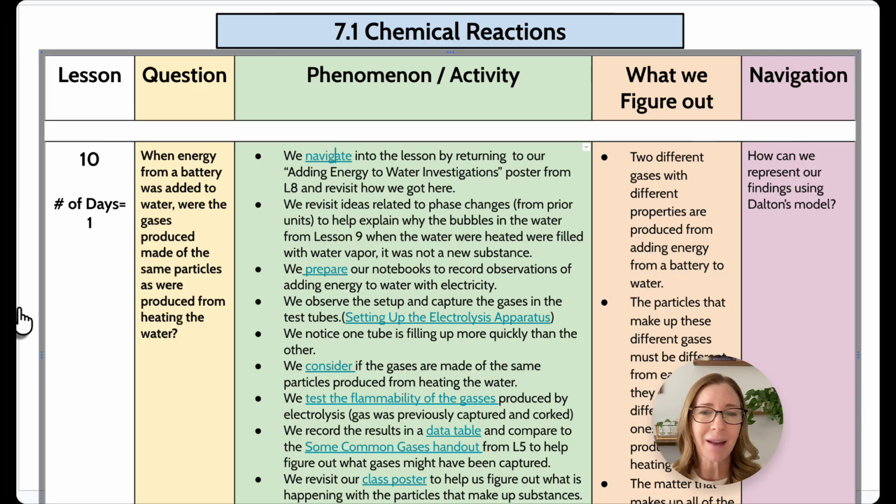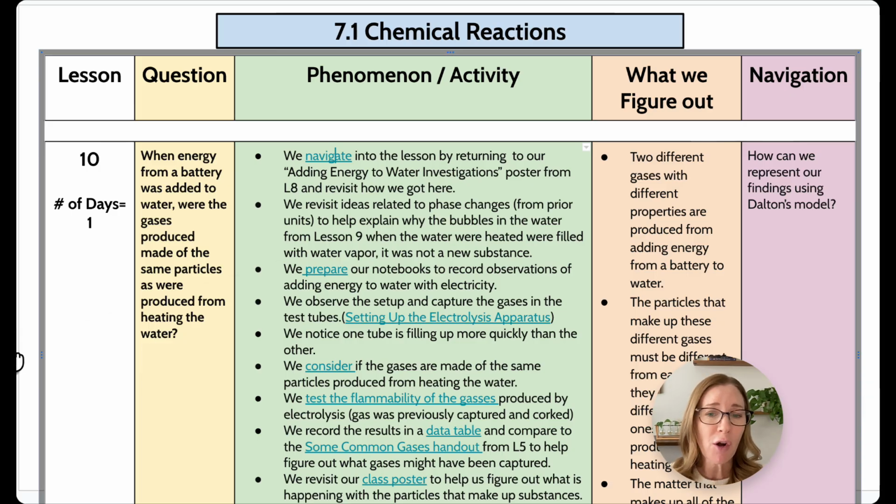Now, before we get any deeper, if you didn't get there in lesson 9, really revisit the ideas of phase changes. This should have been developed in earlier grade levels, in earlier units, but water can change from a solid to a liquid to a gas. And so basically we were collecting water vapor that was turning back from a gas in the bubbles back to liquid. And so that's what was happening. No new substance was made. We were just seeing a phase change. Okay, but maybe electricity will give us a different result.